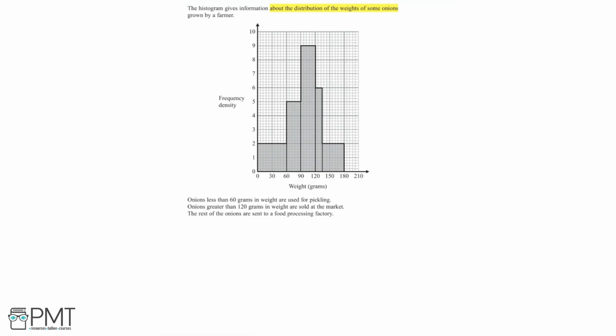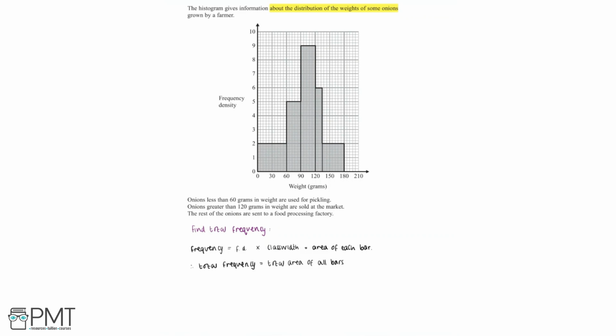To start with, let's find out the total number of onions that the farmer grows, and so we're finding out the total frequency. Now, using the histogram, the frequency is equal to the frequency density multiplied by the class width, and so this is equal to the area of each bar.